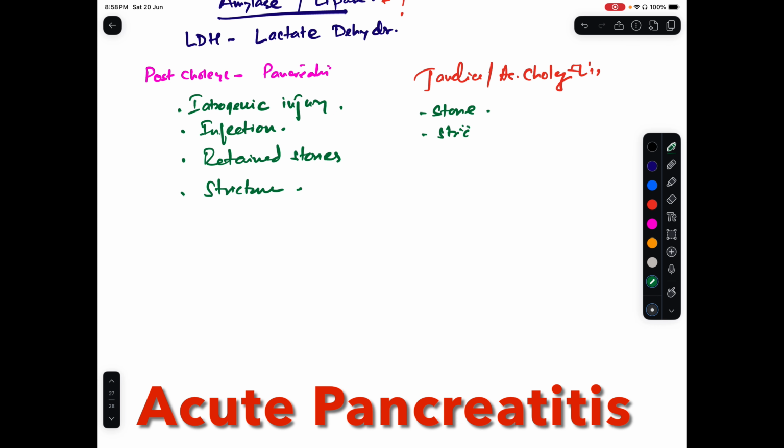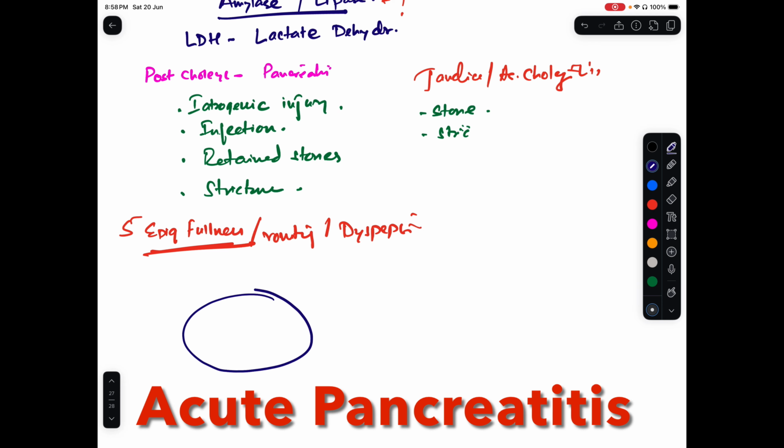Five weeks after the initial attack, the patient presented with epigastric fullness, vomiting and dyspepsia. So this is five weeks after. Fullness is important. It can be because of formation of a pseudopancreatic cyst. So what is this?